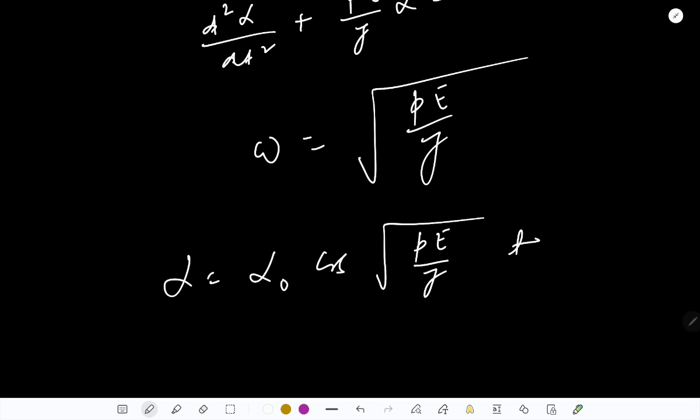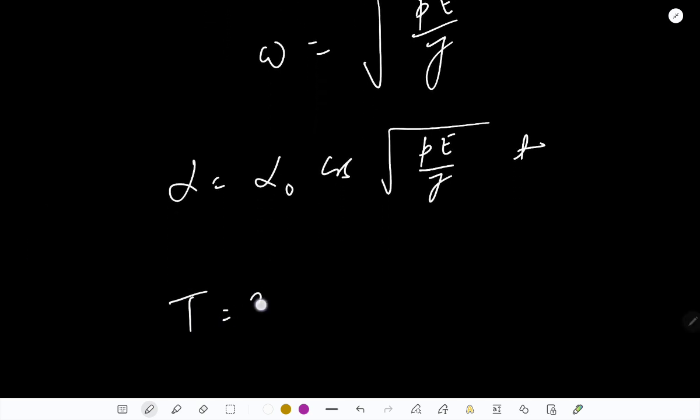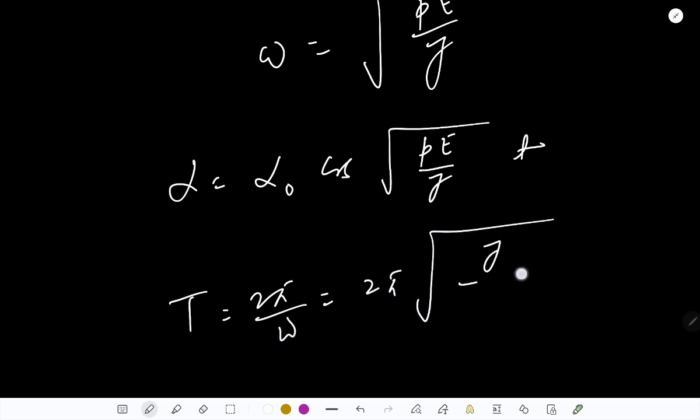alpha is the angle of deviation of dipole axis from the direction of the electric field E, and dipole makes small oscillations around the z-axis with a time period that can also be written as T equals 2 pi by omega, that is 2 pi under root J by P E, and I don't see it cannot be wrong, and this is simplest of the problems.